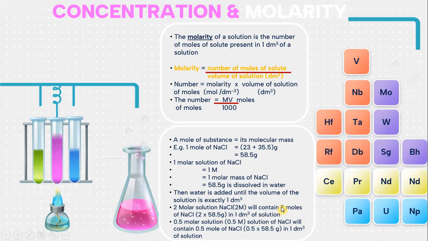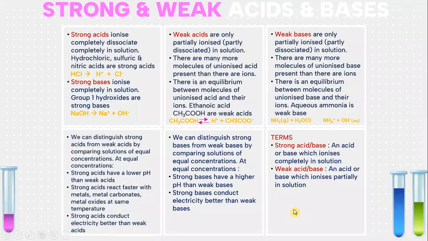Alright, so you get the value of how many? 2 times 58.5 is the answer. A 0.5 molar solution means that a 0.5 M solution of NaCl will contain 0.5 mole of NaCl, which means 0.5 times 58.5 gram in 1 decimeter cube of solution. You have to memorize the formula to calculate the concentration as well as molarity.